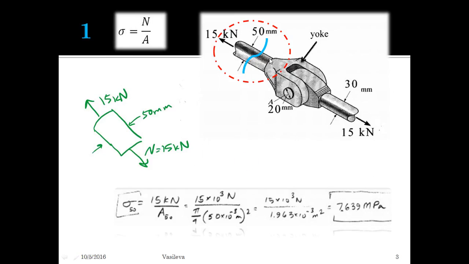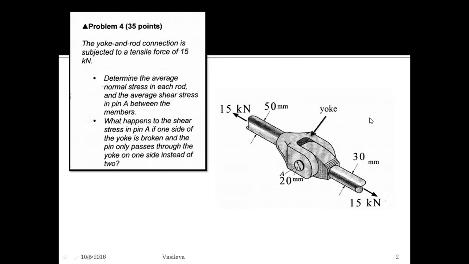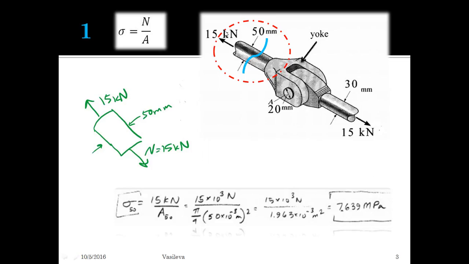So first, they ask us for the normal stress in the two rods. So I started off with this rod. I pretend like I'm cutting the rod in half and I take this chunk to the left. So I have my 15 kilonewtons, then I draw a normal force, and I know that the normal force is going to be equal to 15 kilonewtons because this is the only force we have here.